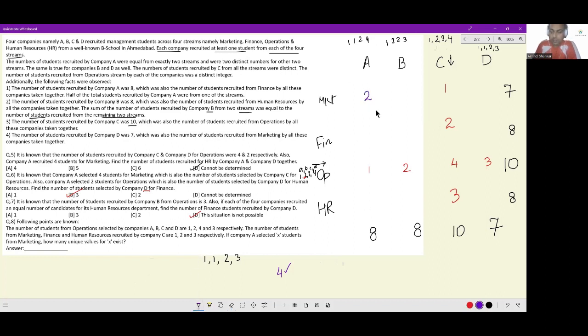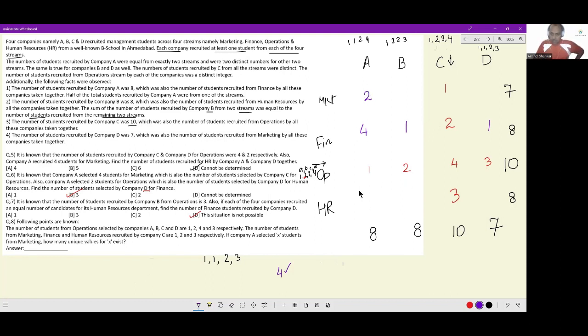If I plug in 2 here, 4 has to go somewhere. 4 cannot come in HR because then 4 and 3, 7 would get used up, and one of these two would become 0. So 4 has to come here. If 4 comes here, then this would be 1, this would be 1, adds up to a total of 8. That is fine. If 1 is used up, 2 is used up. 2 or 3 both can come here. If 2 comes here, then 2 has to come here. If 3 comes here, 1 has to come here. Both of them are possible, no problem.